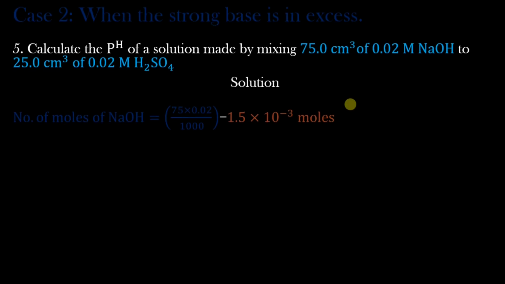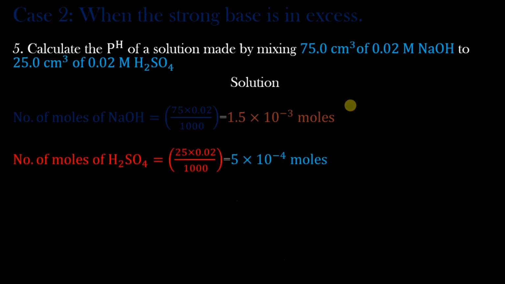Then on the other hand, for the acid, we have 1000 cubic centimeters contains 0.02 moles of sulfuric acid. What about 25 cubic centimeters? This will be 25 cubic centimeters times 0.02 moles divided by 1000 cubic centimeters, giving us 5 × 10^-4 moles of sulfuric acid for the reaction.